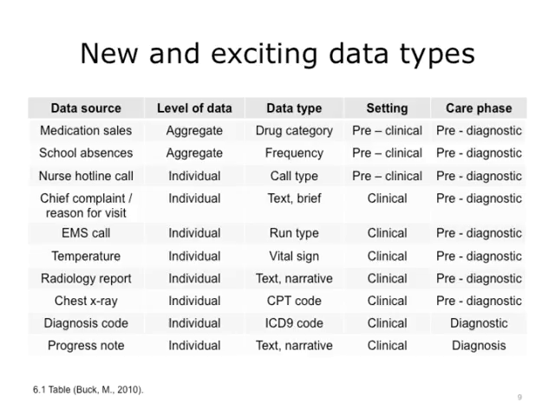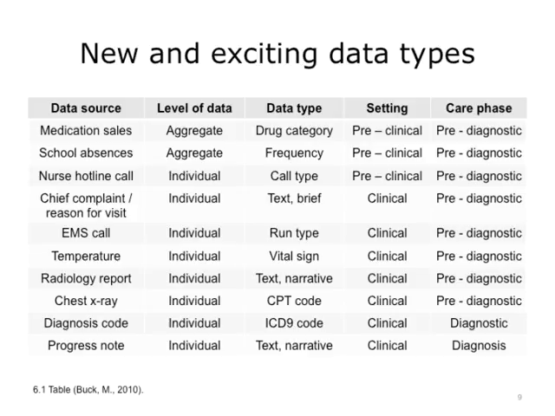Nurse hotline calls, emergency room chief complaints, primary care reasons for visits, EMS calls, temperatures taken in a clinical setting, radiology reports, and chest x-rays are all forms of individual-level syndromic surveillance data taken at the pre-diagnostic stage.